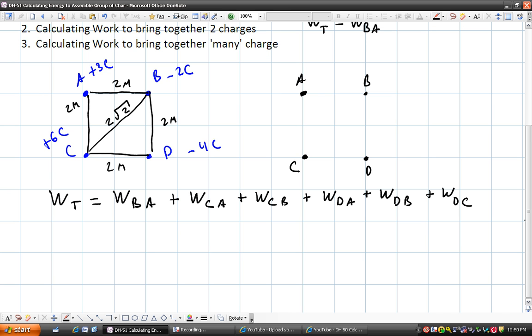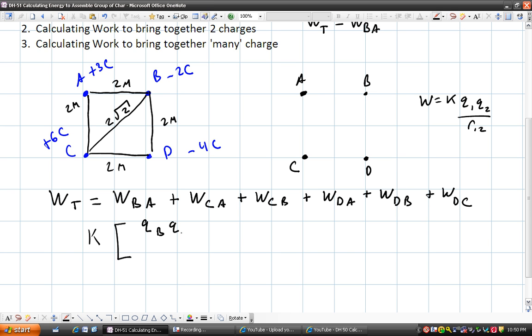So if I go to actually write out these terms, I'm going to skip a step in that. Remember, work equals K times Q, whatever the first one is, times Q, whatever the second one is, over the distance between them. Every one of these terms is going to have K, so I'm just going to pull that out on the side. It's going to make the math a little bit easier.